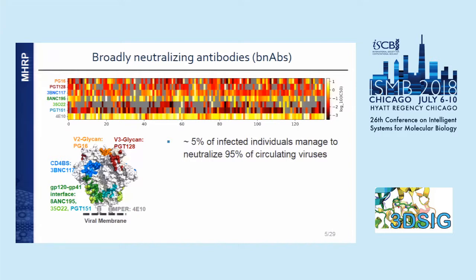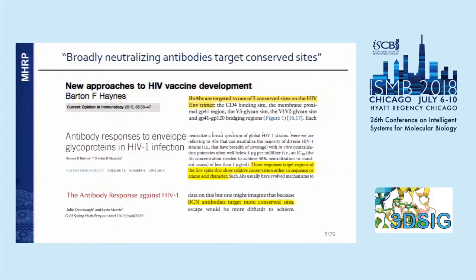So a lot of data has been accumulated, but there is limited systematic analysis or comparison between the epitopes of different bnAbs. This kind of analysis is very important because it may reveal the key determinants for why some of those antibodies are so broad, but some others are not. It is generally believed that broadly neutralizing antibodies target conserved sites in the envelope, for example, as reviewed in these three papers.